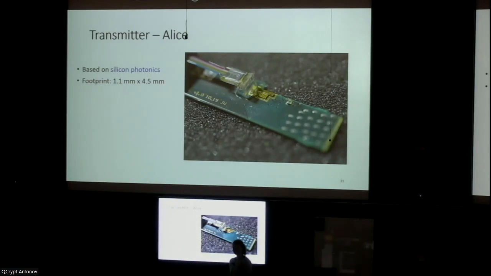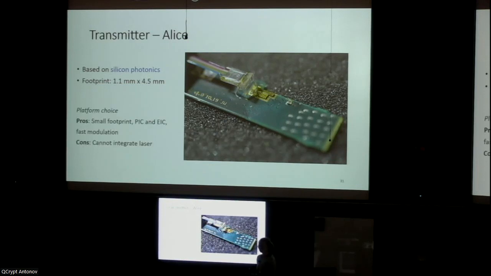The transmitter Alice, which we use, is based on silicon photonics and has a very small footprint. So here we have the optical chip. Here we have our electronic chip. And here we use a grating coupler to couple light into our chip.